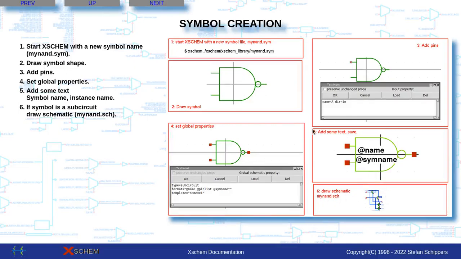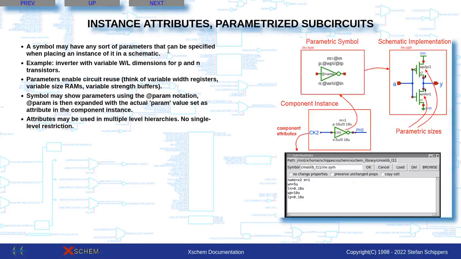This is how a symbol is created in Xschem. Moreover, symbols can be parametric, so you can have a symbol with attributes which are passed down to this corresponding schematic. For example, for an inverter, you can set up the width of the P, the length of the P channel, and so on, and these attributes are passed all the way down to the schematic. This way you can place multiple inverters with different sizes, and this is how you can reuse your design multiple times. Okay.